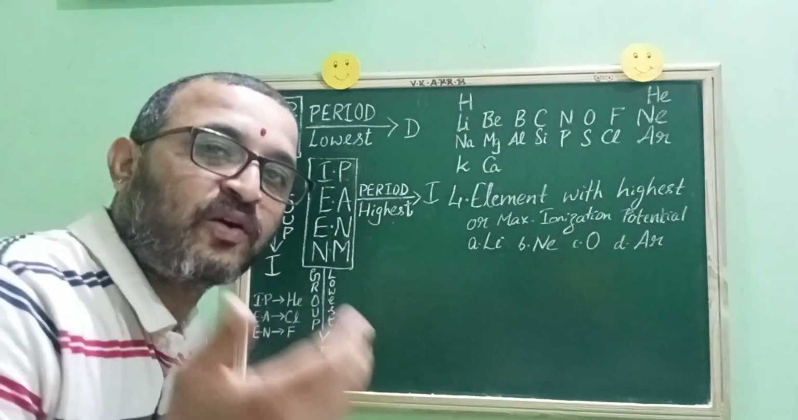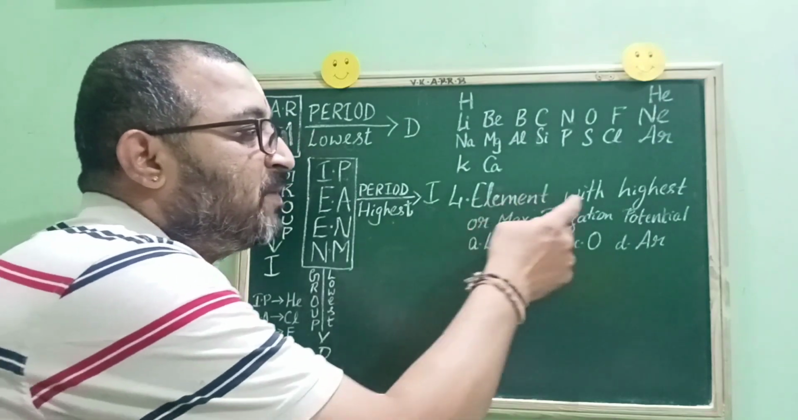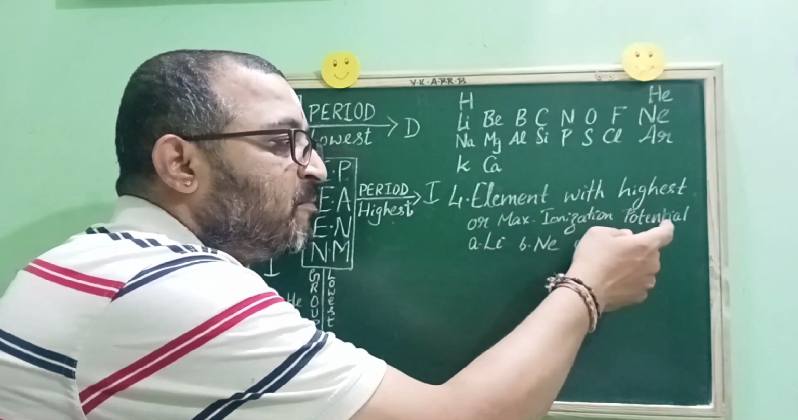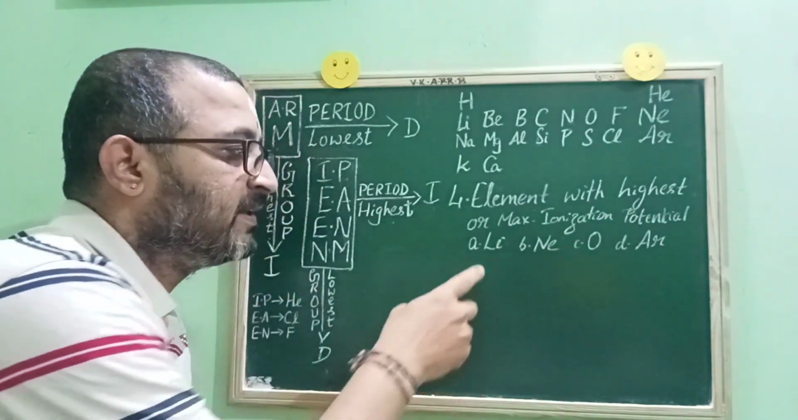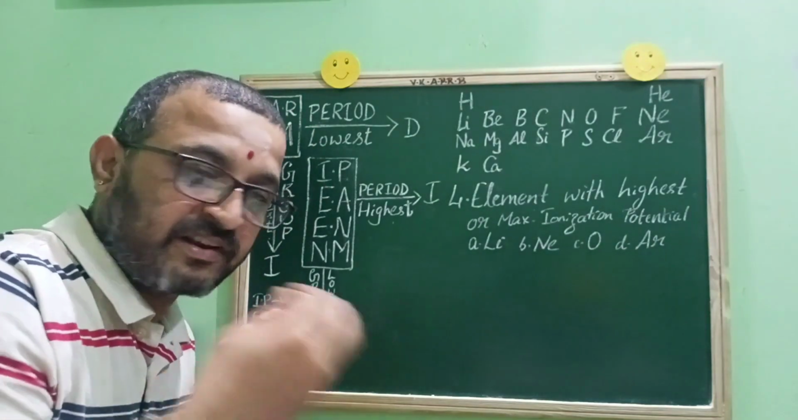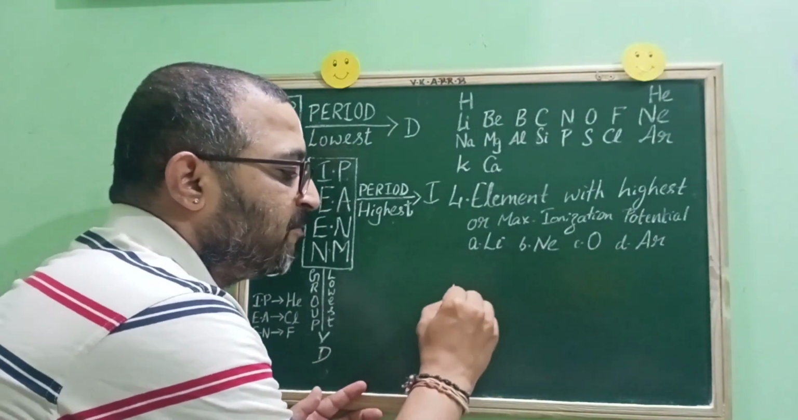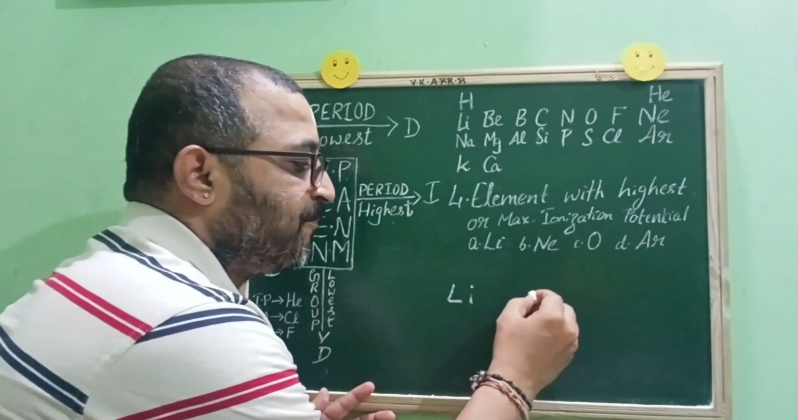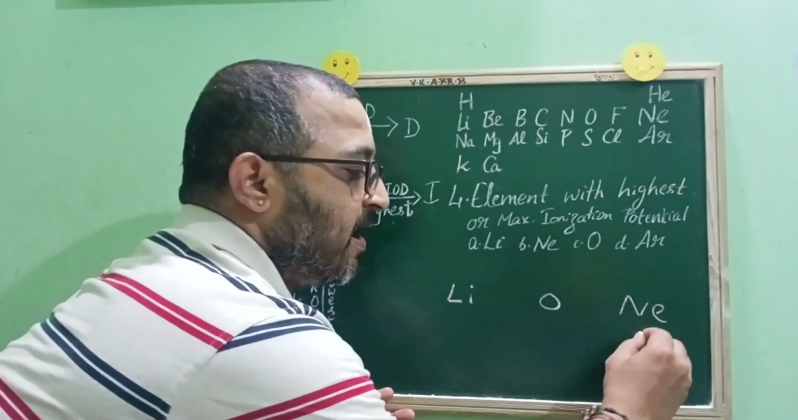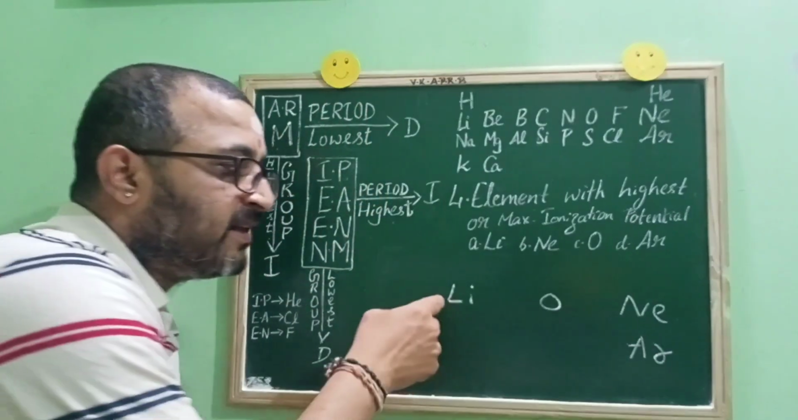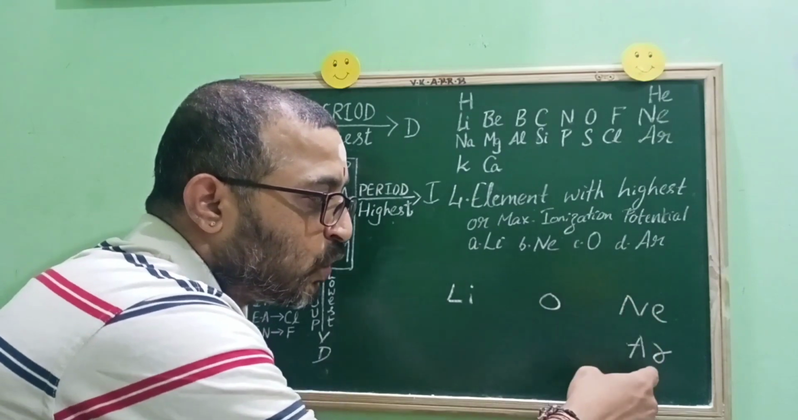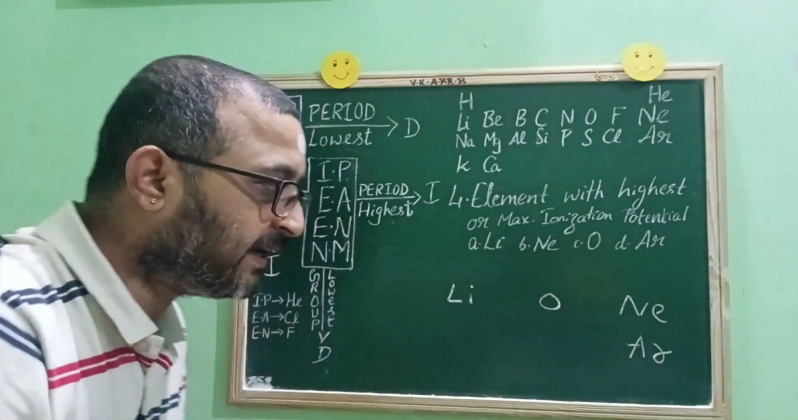Okay, children, coming to question number 4. Element with highest or maximum ionization potential. The options are lithium, neon, oxygen and argon. Children, when we arrange these elements, it is something like this: lithium, oxygen, neon and argon. That is, 3 elements belong to period 2 and 2 elements belong to group 18.